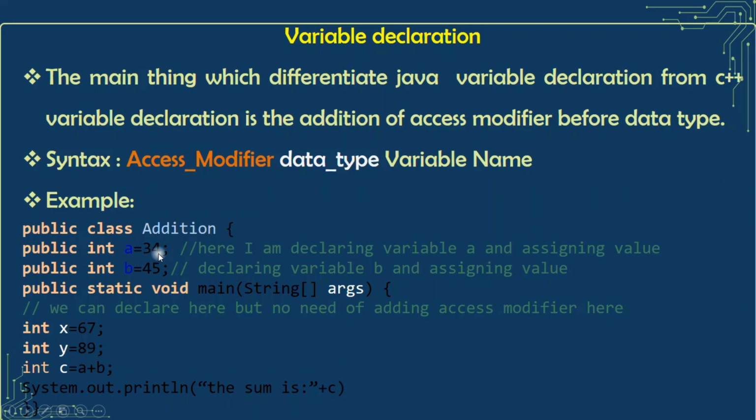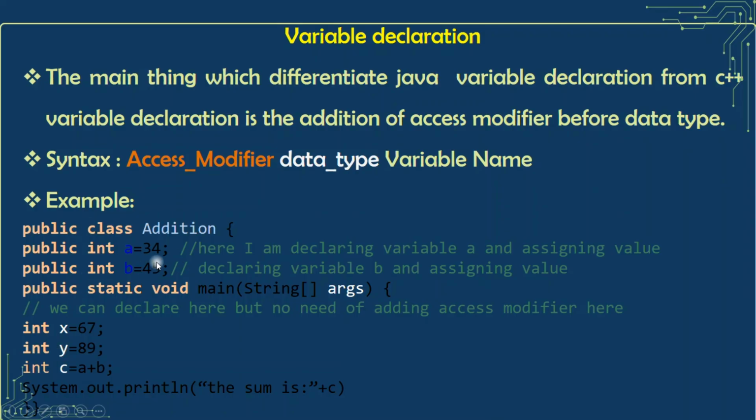So I'm just declaring a variable a and initializing a value 34 right here. The second one is the same. The variable name is b and 45 is assigned. And we have a main method. This is the starting point of program execution in Java programming. And we have three variables right here.